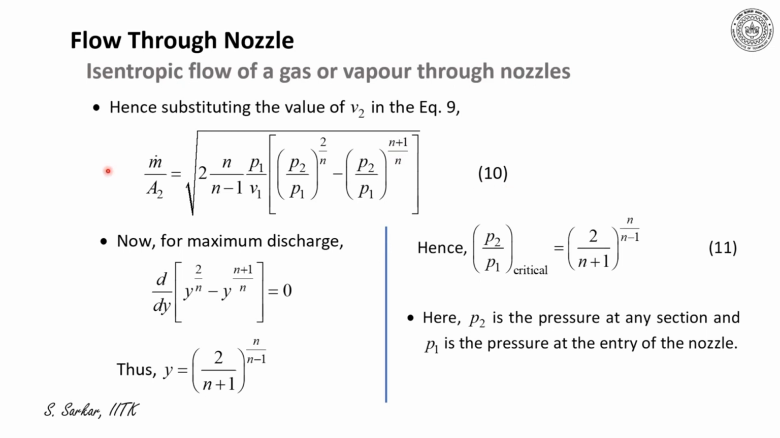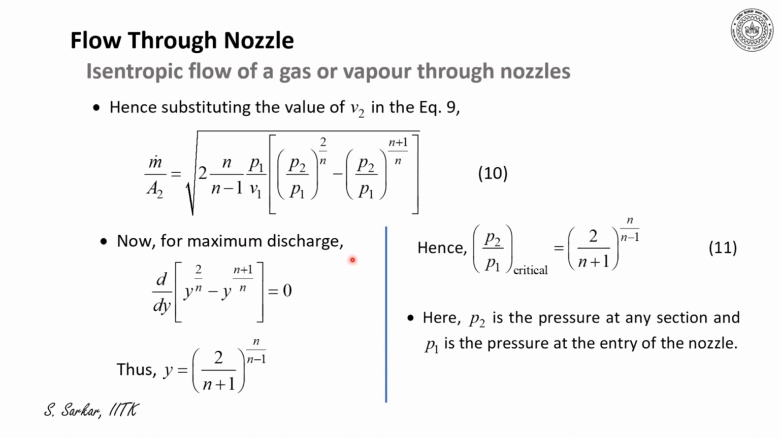Now look here, P1 and V1 are the inlet pressure and volume, which are considered as known quantities, and P2 by P1 is the pressure ratio. Thereby, the mass flow rate through the nozzle depends on the pressure ratio. Let us consider P2 by P1 is equal to y.